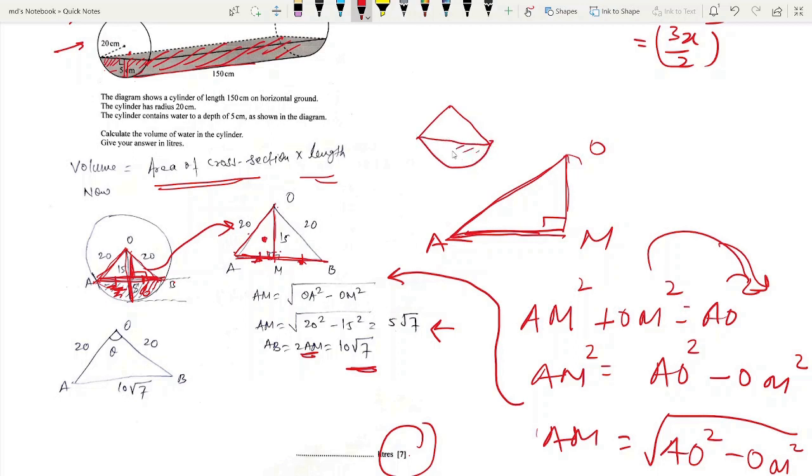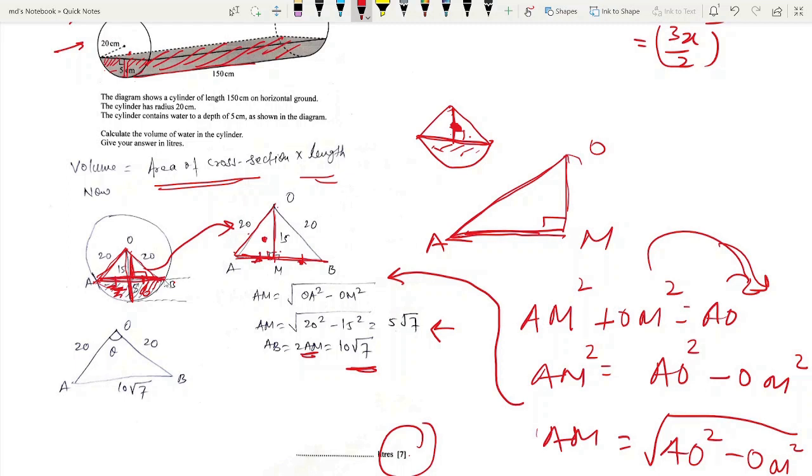Actually we have to find only this area, right? So we can find the area of the sector minus this triangle, and for the triangle, if we have this length and we already have the height, we can easily find our area. Okay, right? Understood?